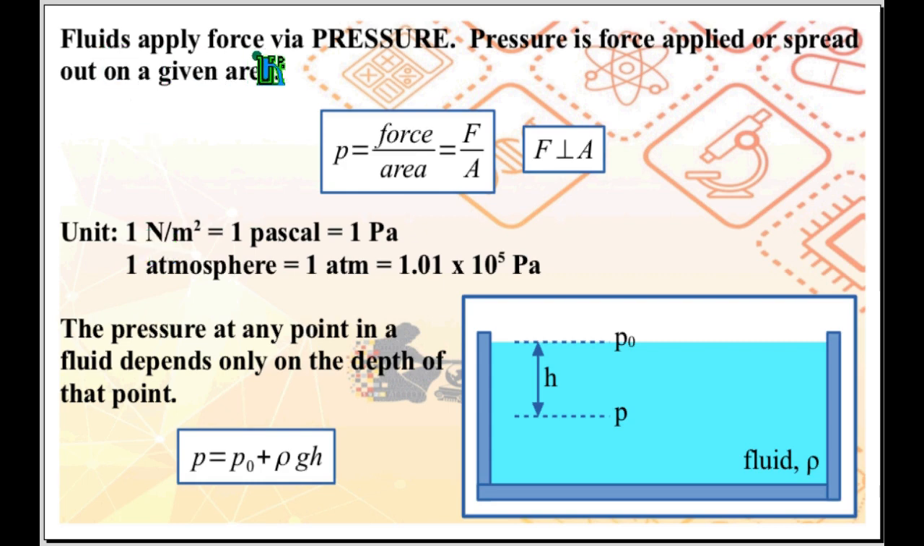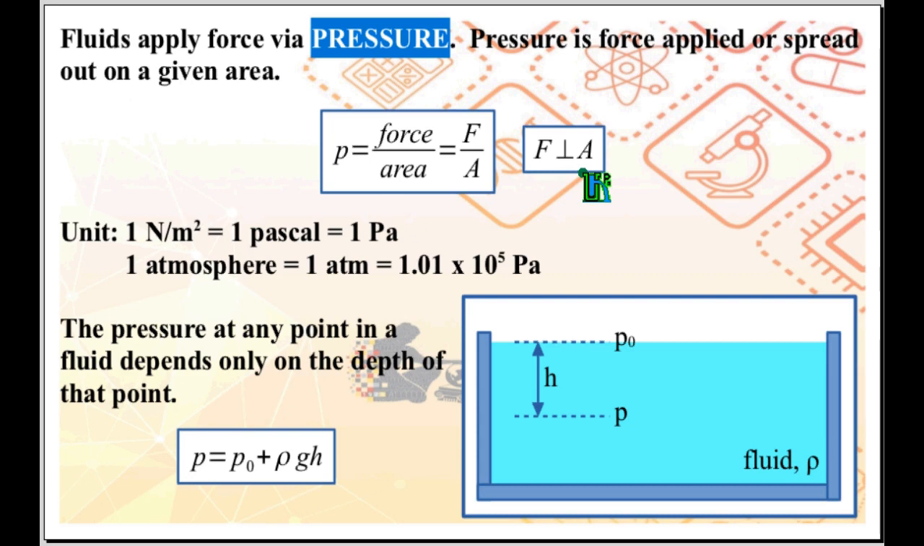Fluids apply force or influence via pressure. Pressure is force applied or spread out on a given area. This area may be surface area or it may be cross-section area. Pressure P is force over area, F divided by A. This force is perpendicular to the area upon which it is applied.